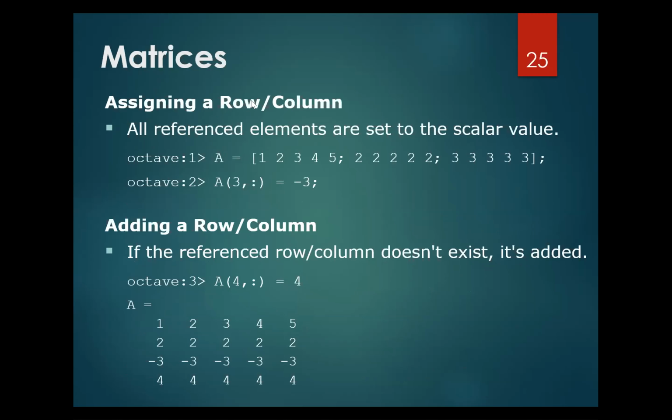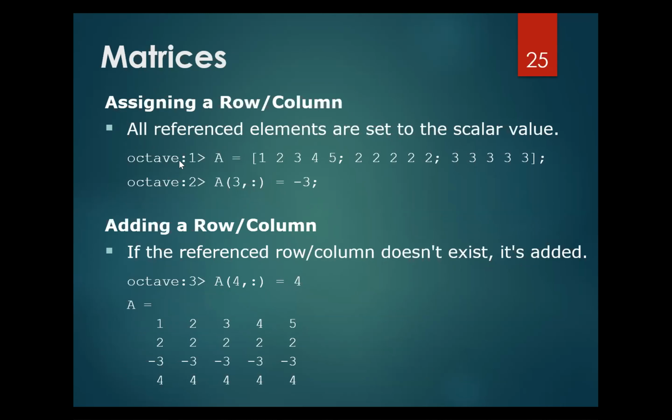Assigning a row or column. Still on manipulation of matrices. Having a matrix, you can decide to assign values to, let's say, a row of a matrix. You can change the values in the row, you can update it with another value, or you can even add to it.